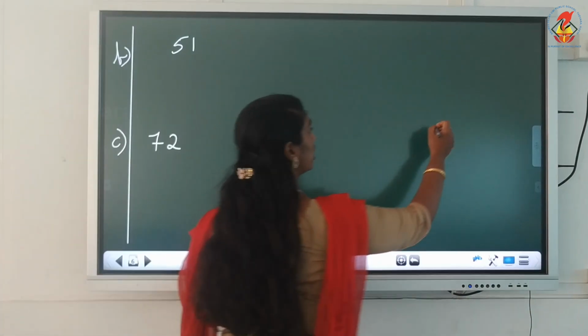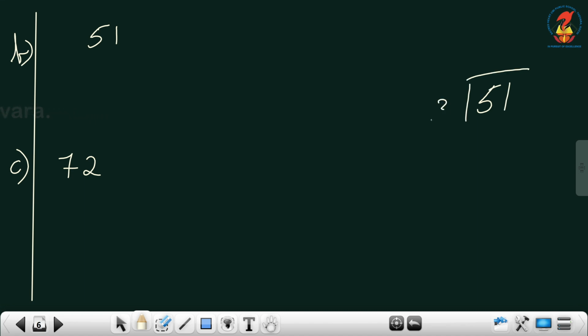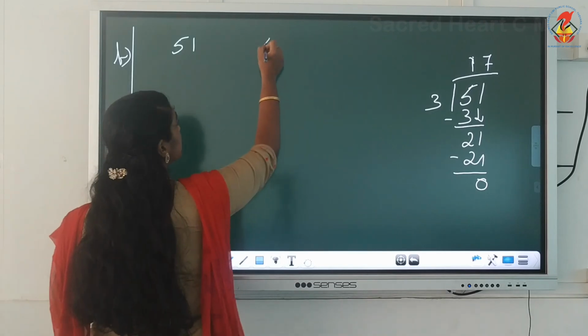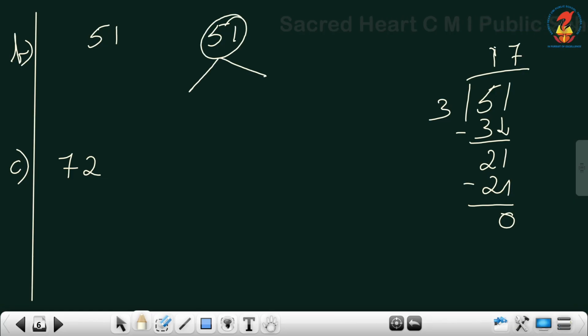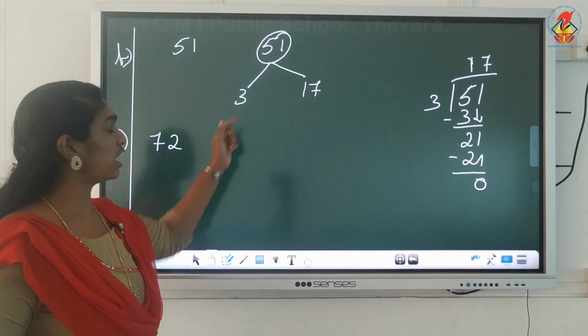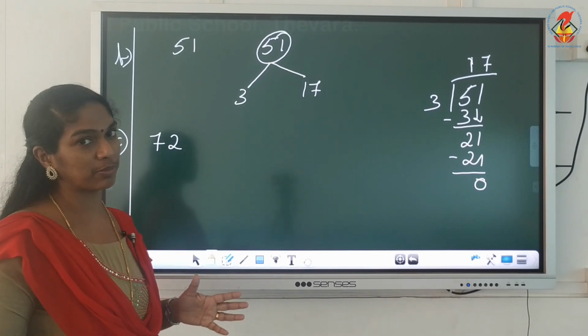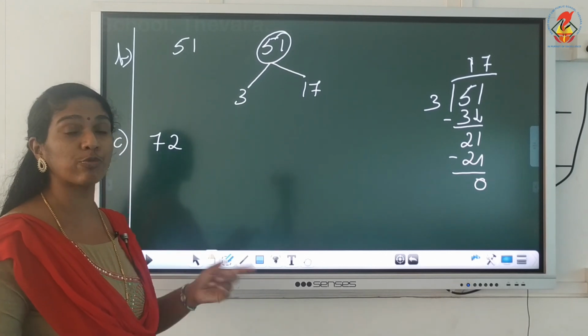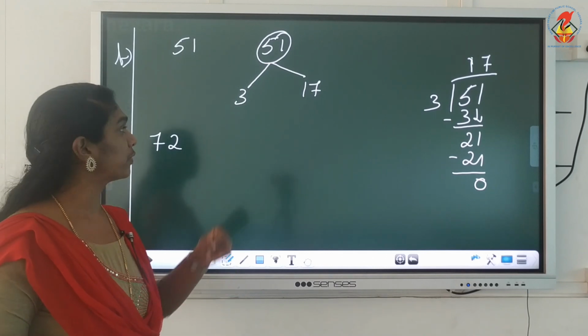So I'll just find out what I get when I divide 51 by 3. What is my quotient? 1 3s are 3. When I subtract, I get 2. Bring down 1. 7 3s are 21. When I subtract, I get 0. So what did I get? I get 17. So I can write 51 as 3 into 17. Now can I split it further, children? 3 I cannot split further because it's already a prime number. Even if I split it, what will I get? I'll get 1 into 3. I don't need to write that. What about 17?